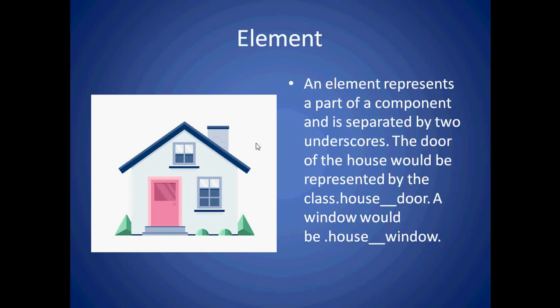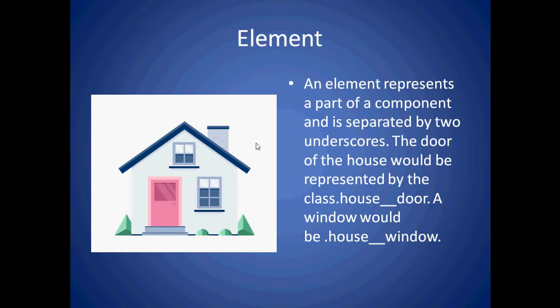And what is E? In BEM, E stands for element. What is an element? An element is nothing but a smaller component. In our example, it can be a door or a window. Now I want to write a style for something like the door. How will I write it? I will create house, and since door is an inner component, I should use a double underscore. So house__door.